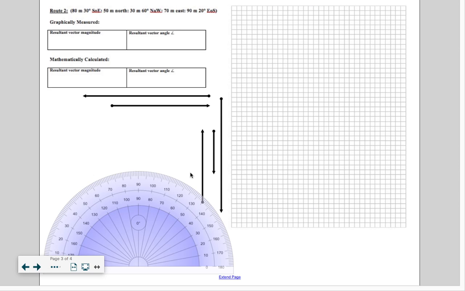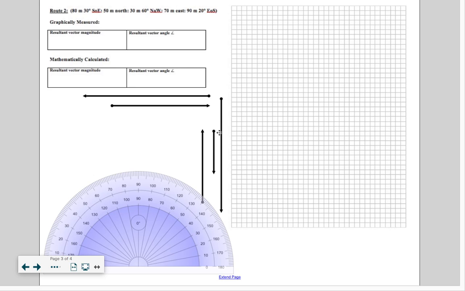Okay. Route 2. Route 2 is one where you're going to have to do math, which is why I have slots for graphically measured and then mathematically calculated. So you're going to, once again, add these in order. This time you're going to draw them to scale with an angle measurement. So the first one, 80 meters.